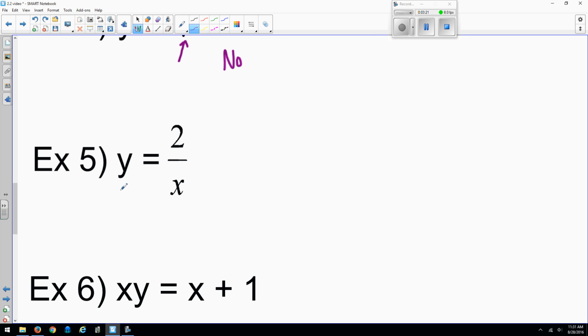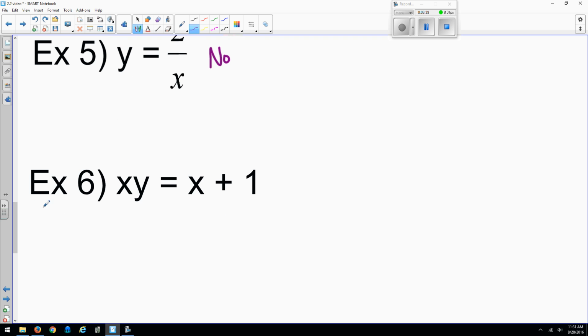In example 5, we see that there's a number being divided by x, and that is also not a linear function. And same thing, I would recommend you graph this. Take a look at what the graph looks like, and you'll see that it definitely is not linear. You try example 6.